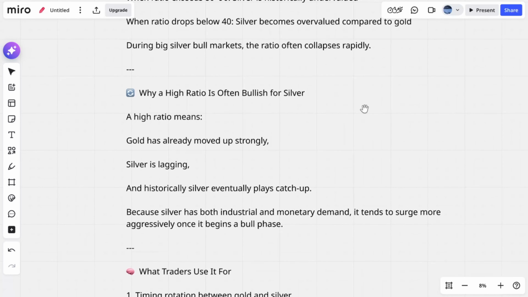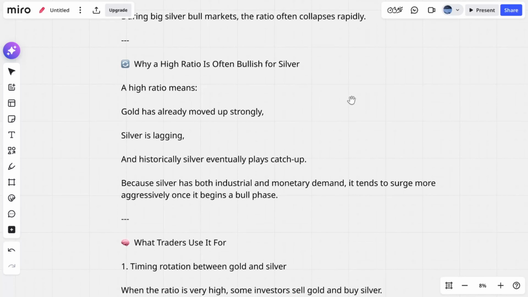Why is a high ratio often bullish for silver? A high ratio means gold has already moved up strongly, silver is lagging, and historically silver eventually plays catch up. Because silver has both industrial and monetary demands, it tends to surge more aggressively once it begins a bull phase, and that is exactly what's happening at the moment.